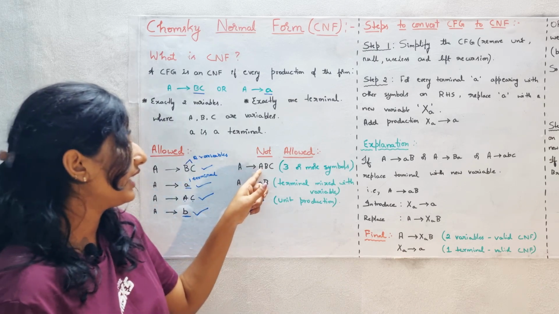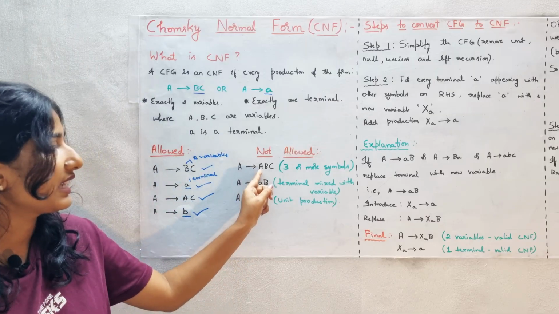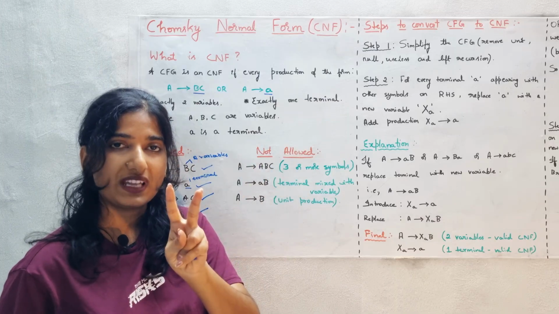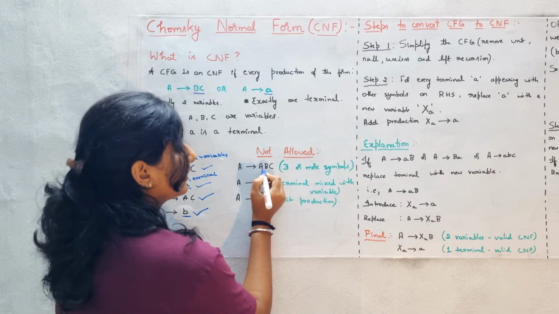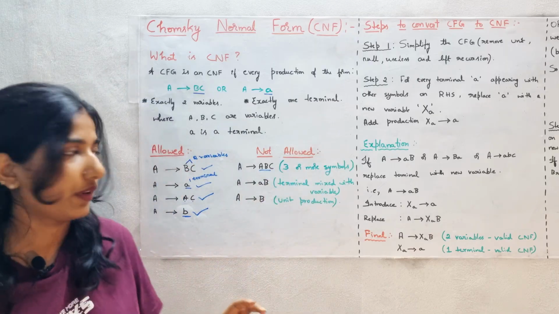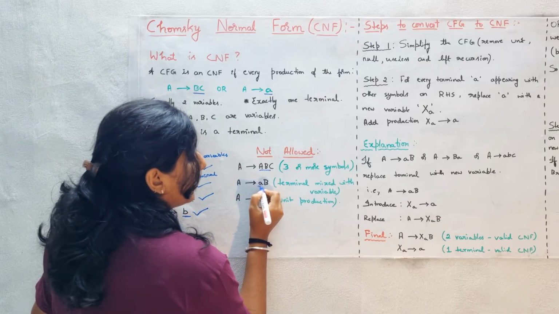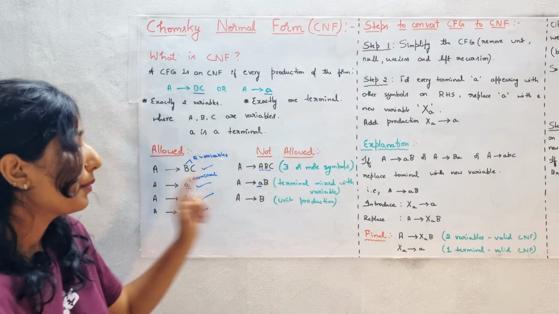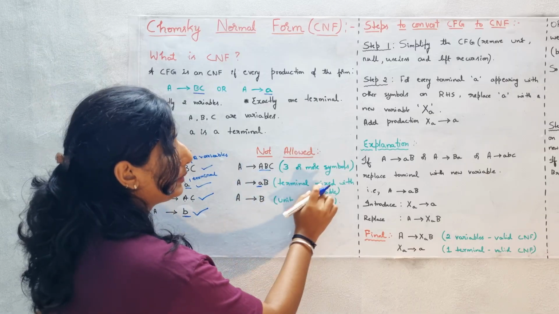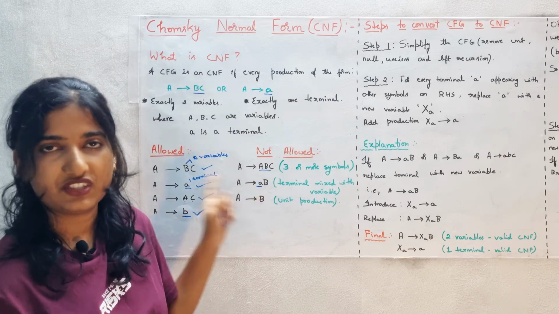Then which are all not allowed? So here we have A derives ABC. This is not allowed. Why? Because if there are variables, there should be only two variables, right? But here there are three variables. So three or more symbols, this is not allowed. And A derives aB. One terminal, this is correct. But along with a terminal, there should be nothing, right? So terminal mixed with variable, so this one will get rejected.